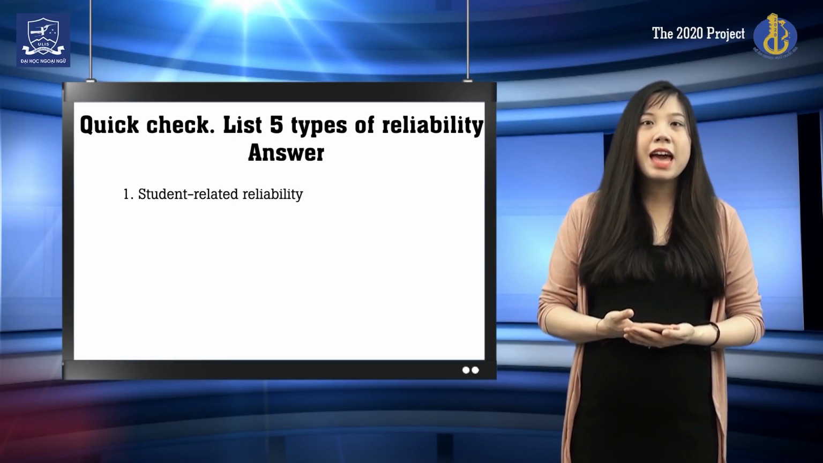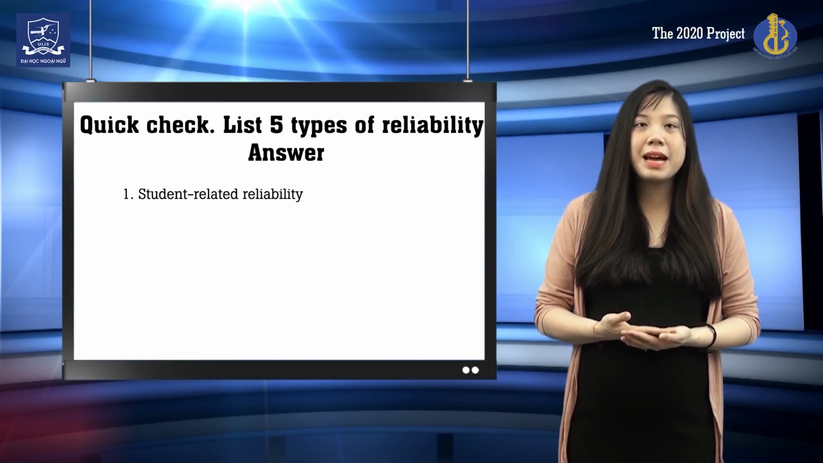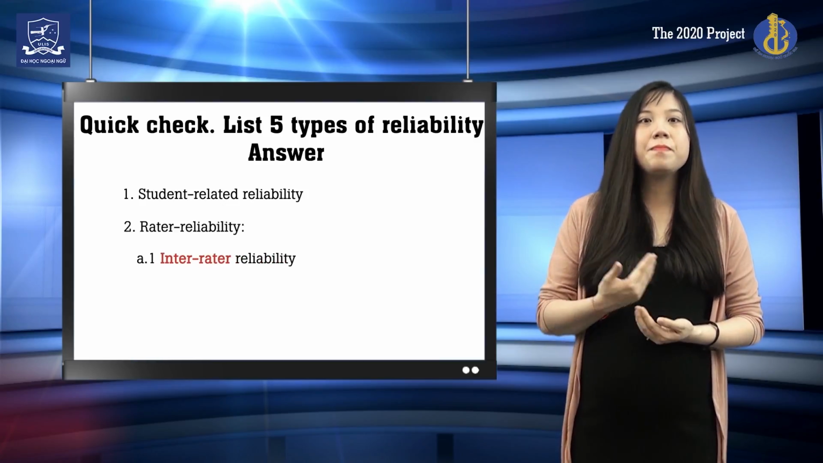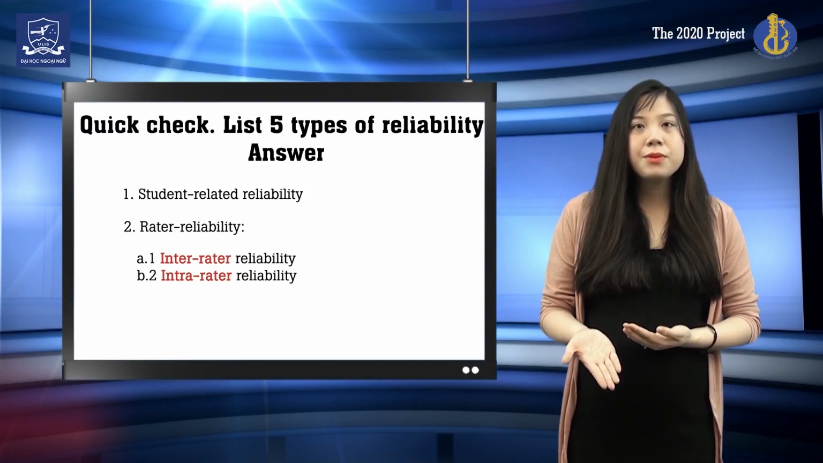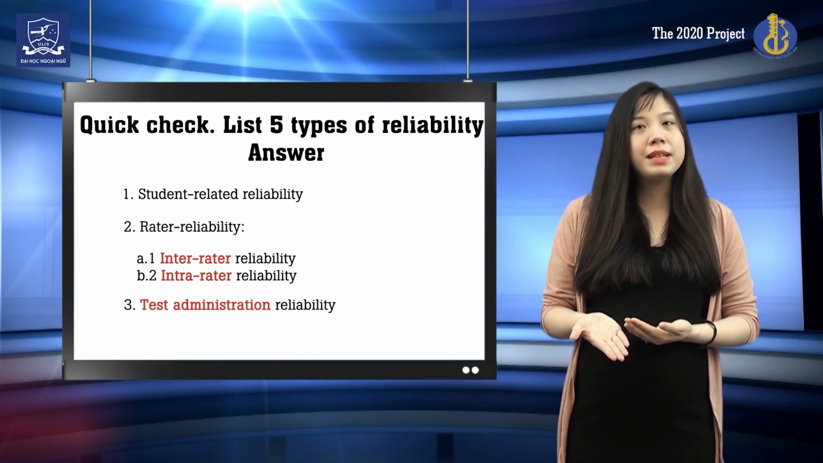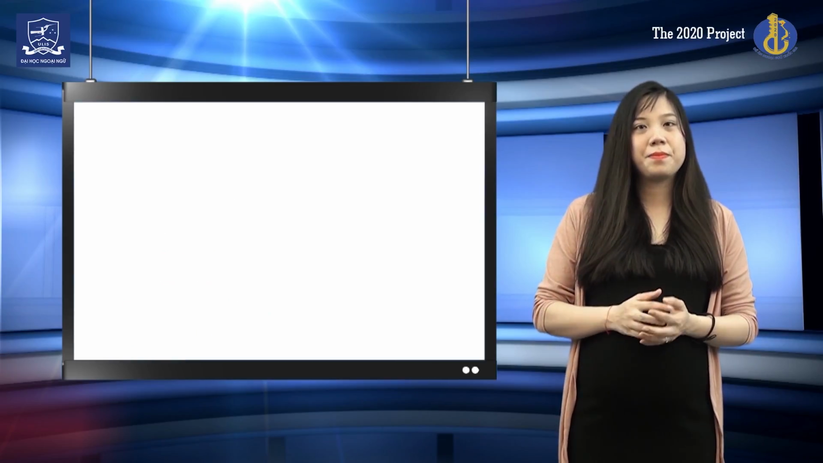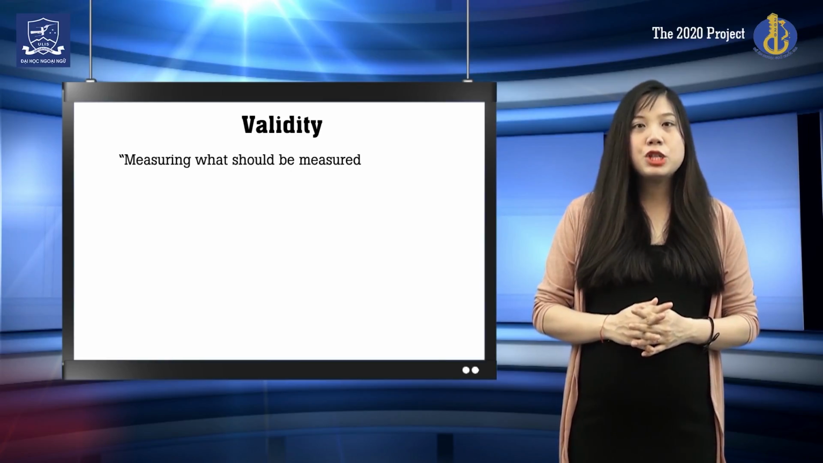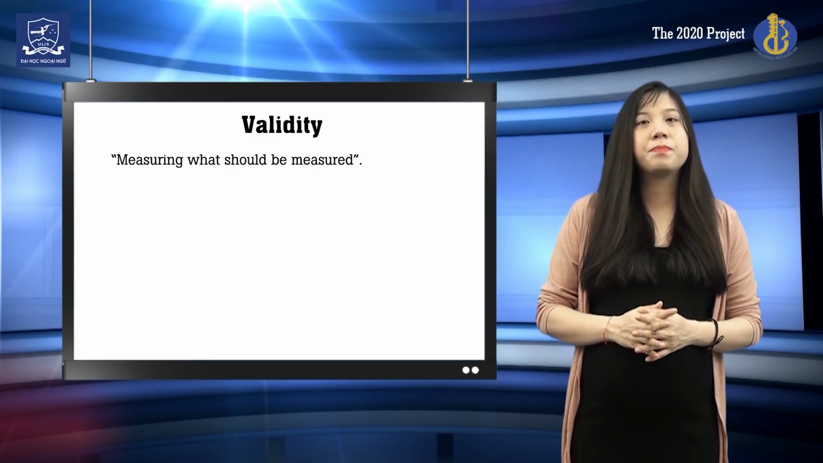Alright, we have student-related reliability, inter-rater reliability, intra-rater reliability, test administration reliability, and test reliability. The next principle of assessment is validity, which means measuring what should be measured.